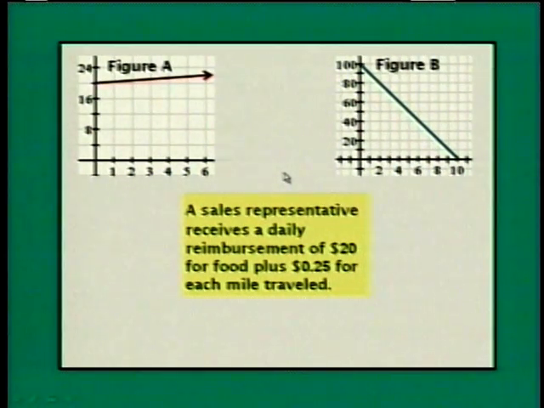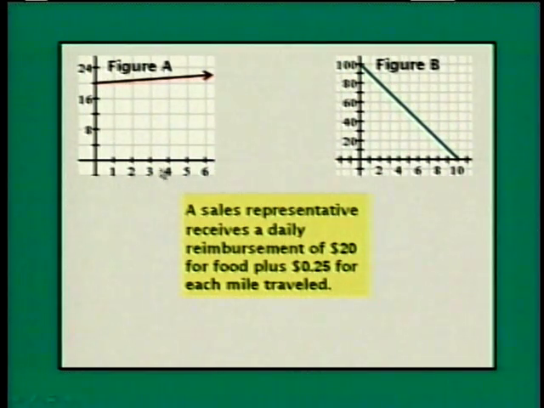A sales representative receives a daily reimbursement of $20 for food plus 25 cents for each mile traveled. So if we're thinking of the daily reimbursement depending on the number of miles traveled, our vertical intercept should be (0, 20). We already talked about the fact that figure A has a vertical intercept of (0, 20). What about the number of miles traveled? If the employee travels 1 mile, the employee is going to have a daily reimbursement of just $20.25. If we think about 4 miles, 4 times 25 cents would be $1. The employee's daily reimbursement should be $20 plus an additional $1, $21.